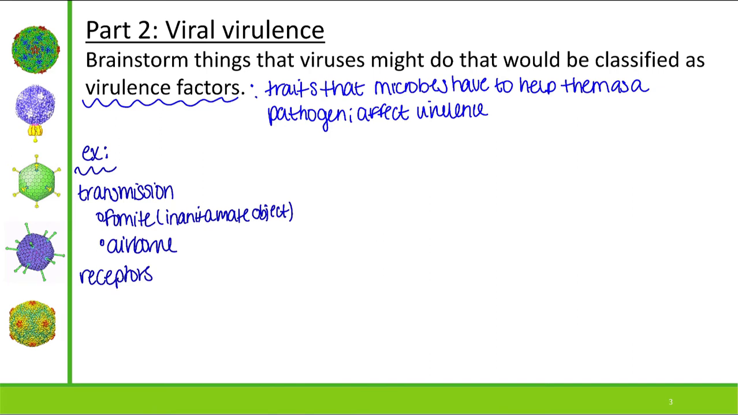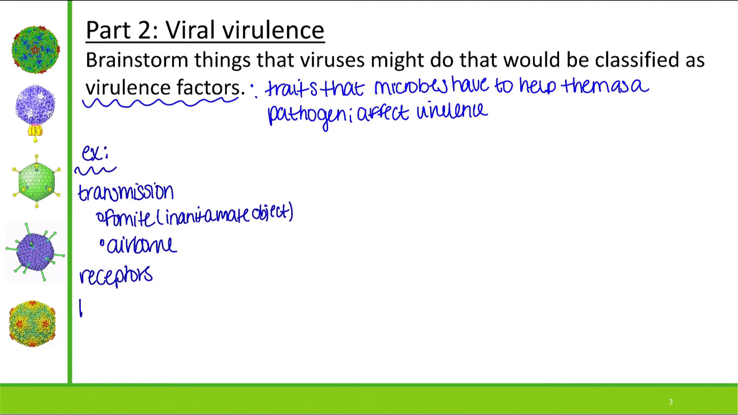Other things are going to be receptors. When we first started talking about the viral reproductive life cycle, we started with how does a virus recognize its host? Having receptors, especially receptors that have fluidity or plasticity, may allow for things like escape mutants, or may allow for viruses to have alternative receptors, so that they're able to use maybe more than one way to gain entry. All of these things are going to help a virus be a better pathogen.